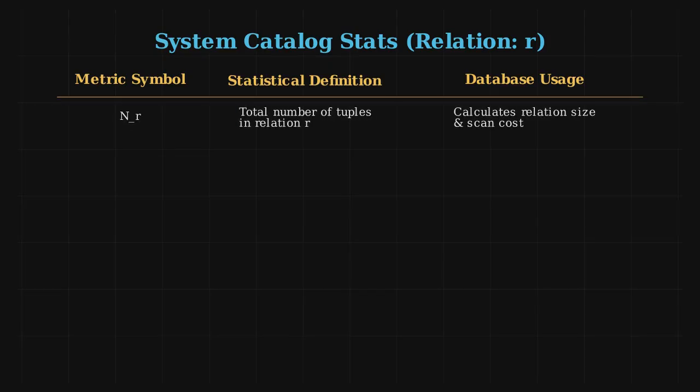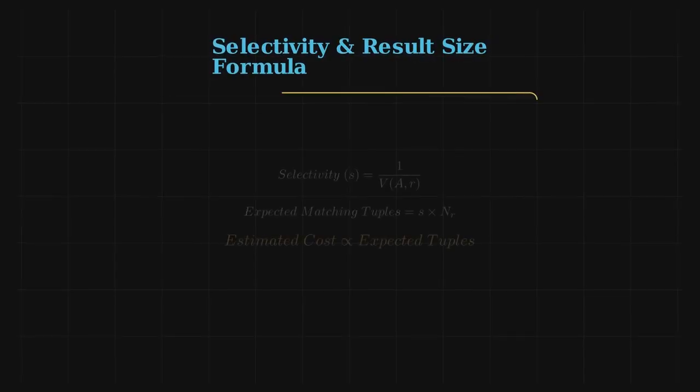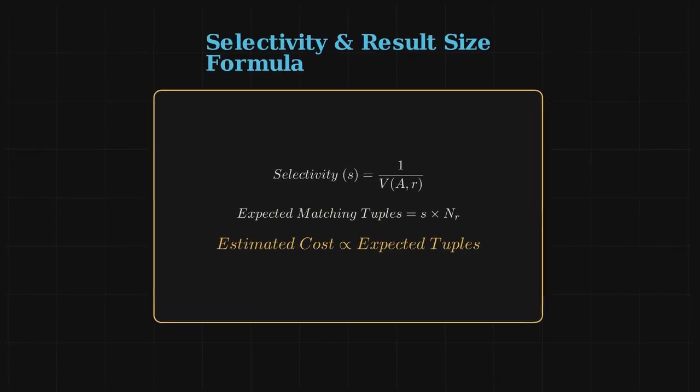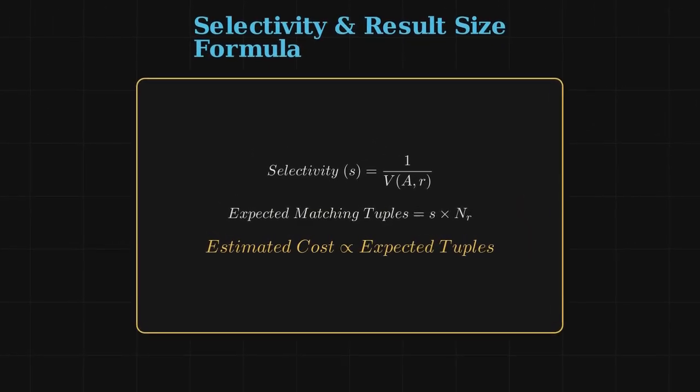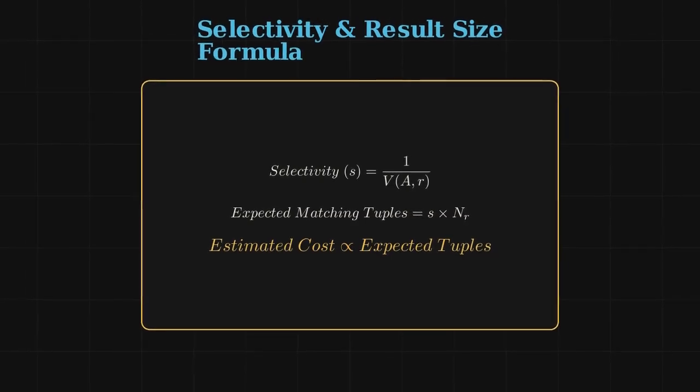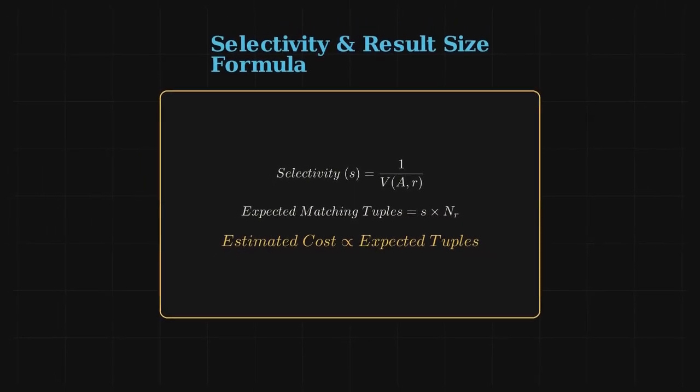Key metrics include n_r, the total number of tuples in relation R, and V(A, R), which represents the number of distinct values for attribute A. For an equality selection like A equals a, selectivity is estimated as 1 over V(A, R). Multiplying this selectivity by n_r gives us the expected number of matching tuples, allowing the optimizer to predict I/O costs and choose the cheapest execution path.